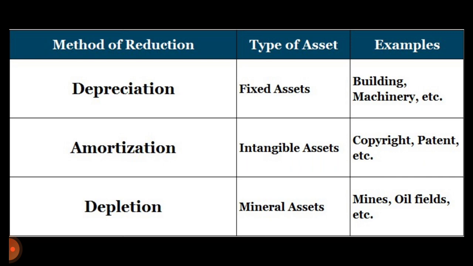So the similarity is that all three methods allocate the cost of the assets over their useful life. But when it's fixed assets, you use the word depreciation. When it's intangible assets, you use the word amortization. And when it is depleting assets such as mineral deposits and oil wells, you use the word depletion.